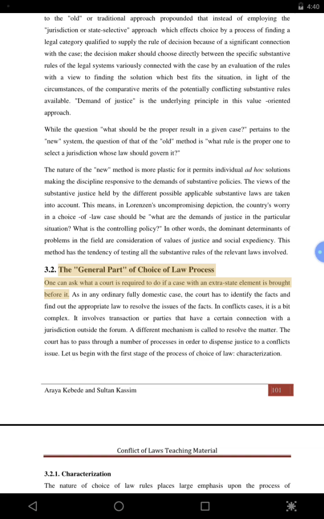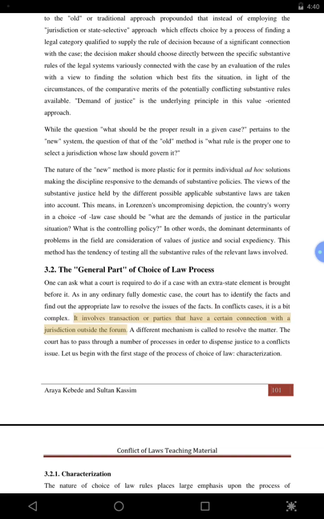3.2. The general part of the choice of law process. One can ask what a court is required to do if a case with an extra-state element is brought before it. As in any ordinary fully domestic case, the court has to identify the facts and find out the appropriate law to resolve the issues of the facts. In conflicts cases, it is a bit complex.